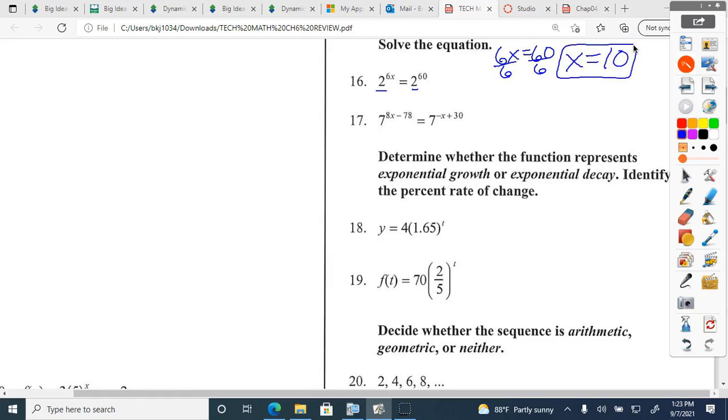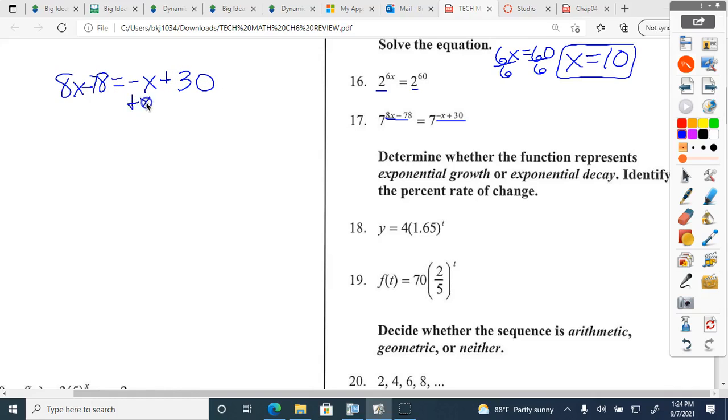17, are the bases the same? Yes. You got to hurry. We got 5 minutes. They are both 7. So what do the exponents have to be? Not 4, but what? If the bases are the same, the exponents have to be what? The same. Okay, so 8x minus 78 has to equal negative x plus 30.